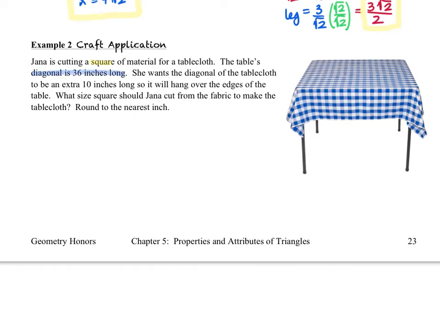She wants the diagonal of the tablecloth to be an extra 10 inches long, so it will hang over the edges of the table. So that's going to add to our hypotenuse length. What size square should Jana cut from the fabric to make a tablecloth? And then we're going to round to the nearest inch. Let's draw a square so we can see what's actually happening.